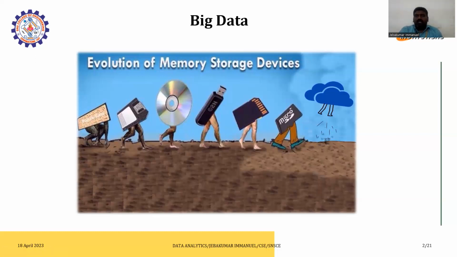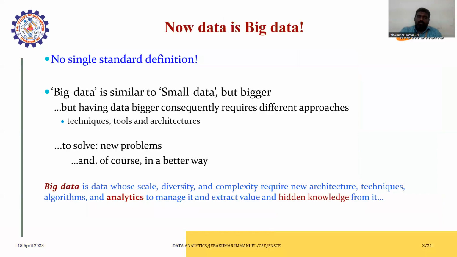So these are all the data we are using with some physical devices. Finally, the data storage device is the cloud. Nowadays, the cloud may store some terabytes or zettabytes of data. So the units start from kilobyte, megabyte, then gigabyte. Now it is terabyte and zettabyte level of data. So this is the data we are going to discuss here. Now the data is converted to big data.